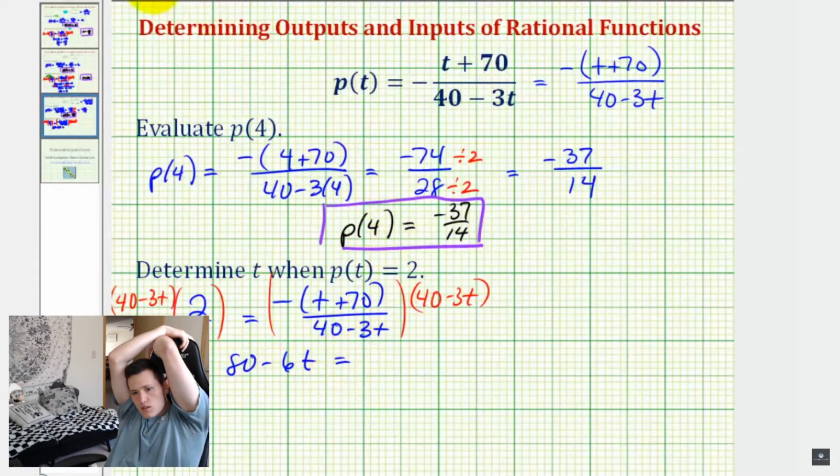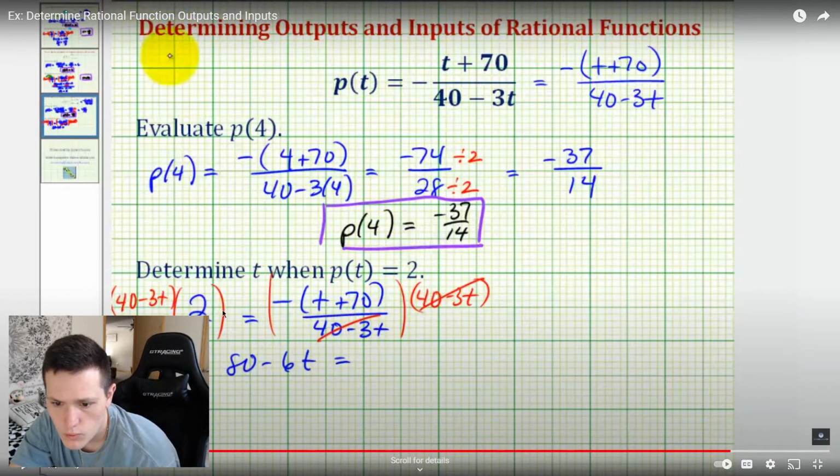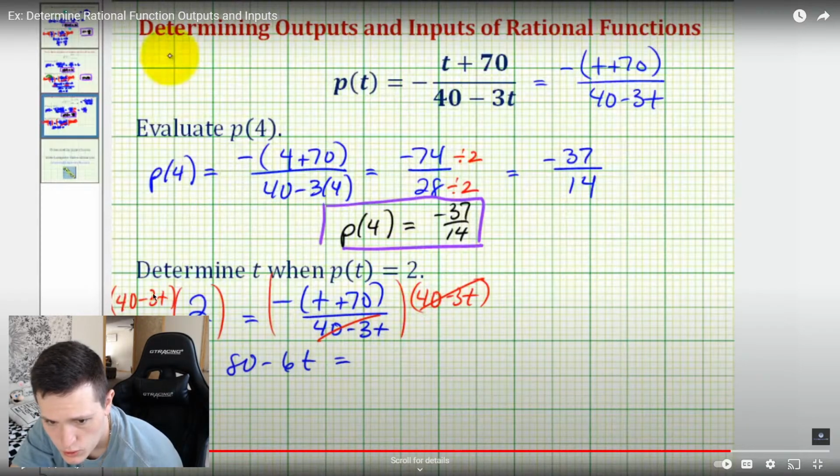On the right side, this simplifies to 1, so we have... So, hold on, you're going too fast. What did you just do? 40 times 2 is 80, and then 3 times 2 is 6, negative 6. Yeah. And then these cancel, and then this just becomes t plus 70.